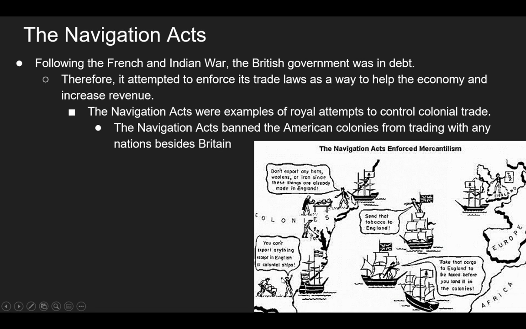Down further south it says you can't export anything except in English colonial ships. So don't try to trade with anybody else. Here in the open water, this British ship is telling some foreign ship to take that cargo to England to be taxed before you land in the colonies. So England, even if the colonies were able to accept, let's say, African goods, that cargo had to be taxed in England before it was sent here. So England makes the money, and the colonists still get the goods, but at a more expensive price. All of these laws exist to increase the wealth of England at the cost of the colonies.